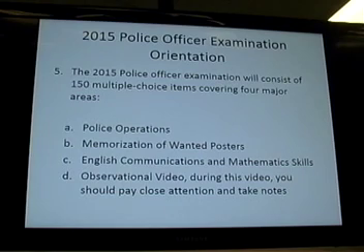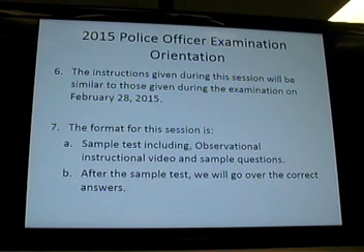Observational video. During this video, you should pay close attention and take notes. The instructions given during this session will be similar to those given during the examination on February 28, 2015. The format for this session is a sample test including an observational instructional video and sample questions. After the sample test, we will go over the correct answers.